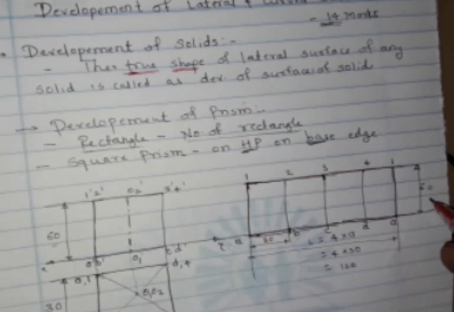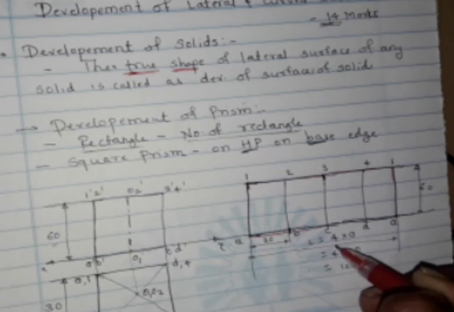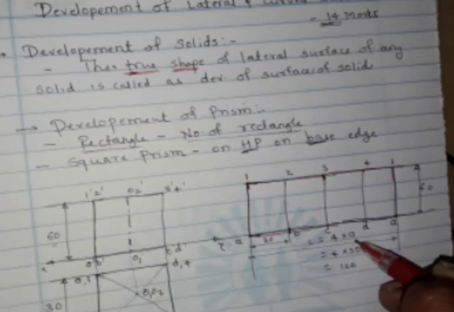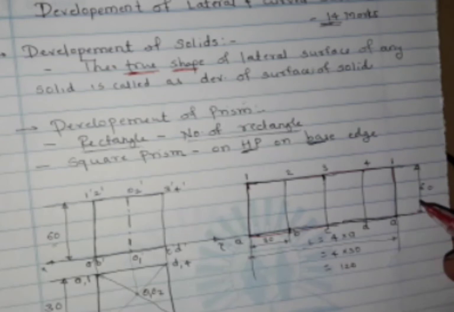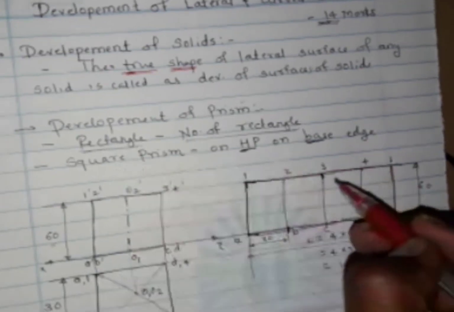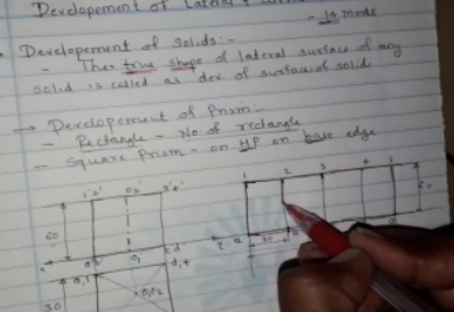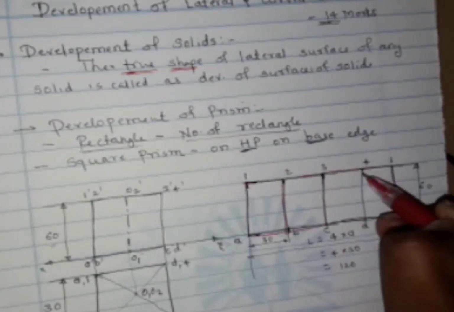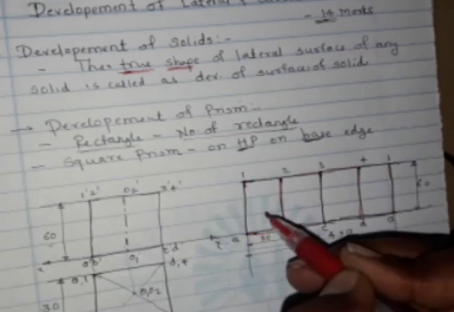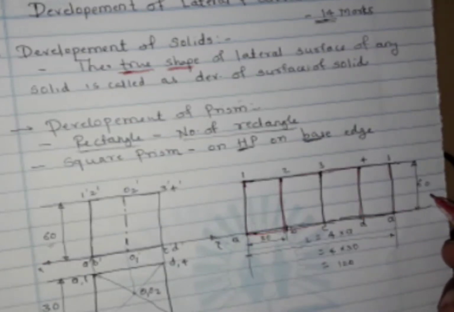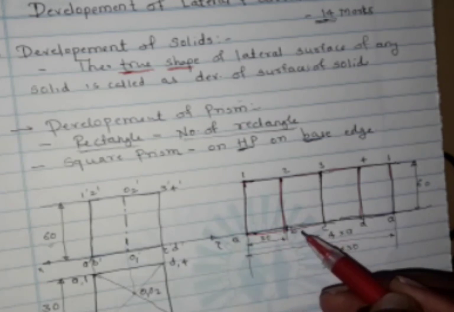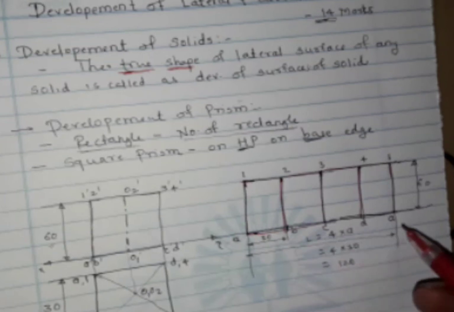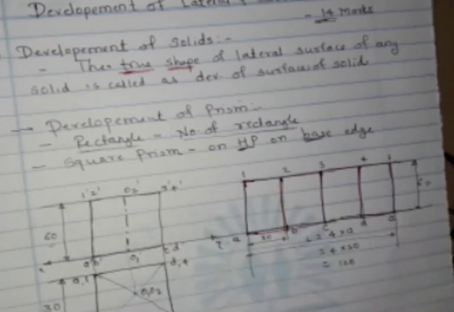Okay, and its height will be equal to 60, and its length will be equal to 120. That will be 4 into a, as it is a square prism, and a will be equal to the base side. So initially we are getting a rectangle like this, and then later, as it is a square prism, this rectangle will consist of 4 rectangles, and the height of all these rectangles will again be 60, and the length of each rectangle will be equal to 30, 30, 30, like this. So like this we are getting the development of the prism.